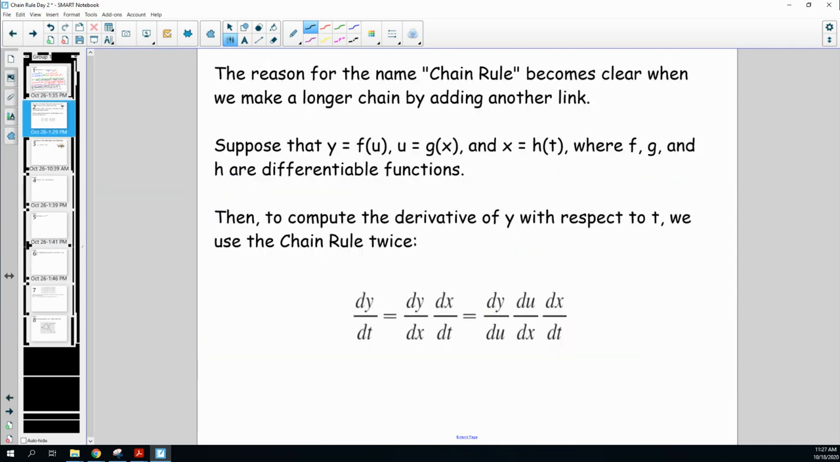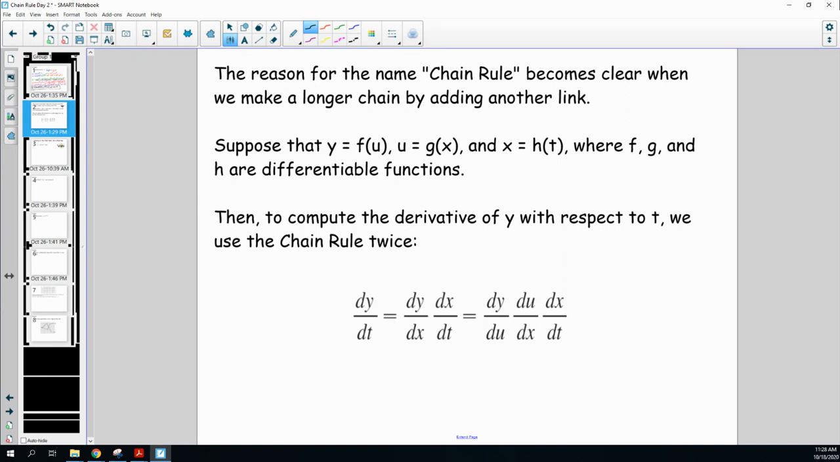So the reason that we call it the chain rule becomes clear when we make a longer chain by adding another link. So suppose that y is equal to f of u and u is equal to g of x and x is equal to h of t. So we're throwing in another variable where f, g, and h are differentiable functions. To compute the derivative of y with respect to t, we have to use the chain rule twice.